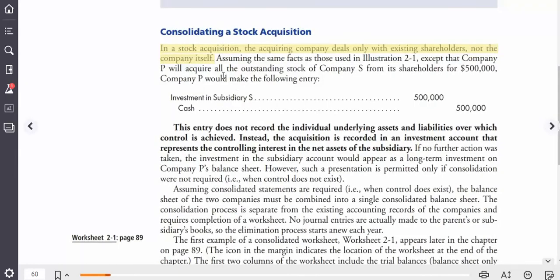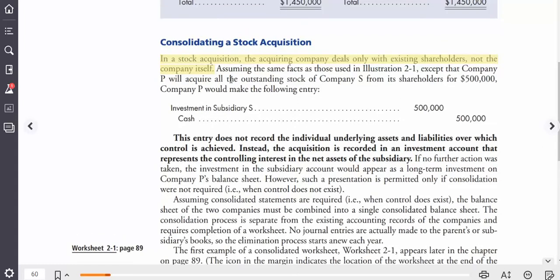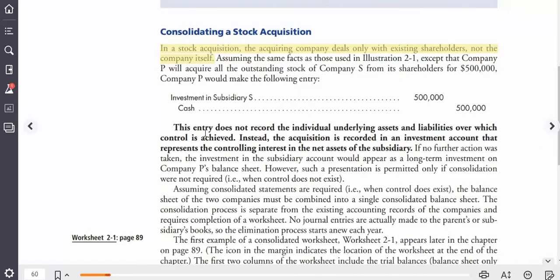Okay, so the second situation is, what if company P doesn't buy the assets of company S, but just buys all of the stock? So it's going to purchase the stock in S instead of buying the assets. Kind of like an investment, right? So what would happen is that we would, in company P, put in our new asset as an investment in subsidiary S, and how much we paid for it, $500,000. Now, what does this mean to us as a consolidated company?